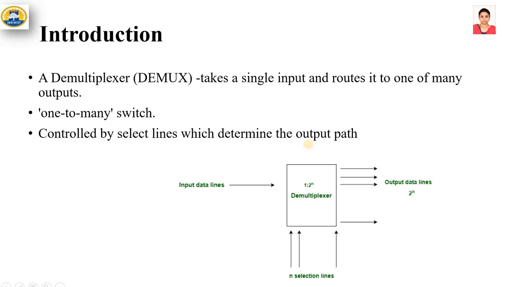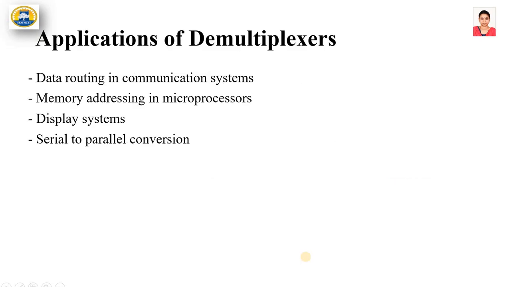That is, the select lines or the control lines here determine which output the input is connected to. So they decide where the input should go, which output should get the information from the input. That is decided by the selection lines or control lines.